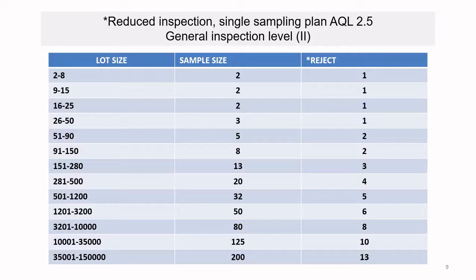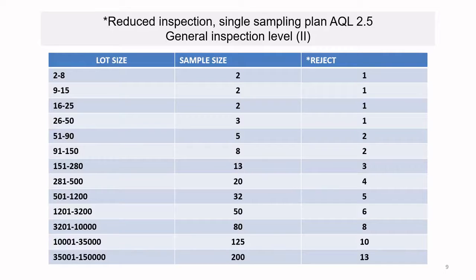Now this table that you see represents reduced inspection. It has a single sampling plan. AQL is 2.5 and the general inspection level is 2. I want to explain all of them. Now reduced inspection. So this is the case where the inspection is very less stringent. It is very generous. There is single sampling plan, there is multiple sampling plan or double. There is single sampling plan, there is double sampling plan.